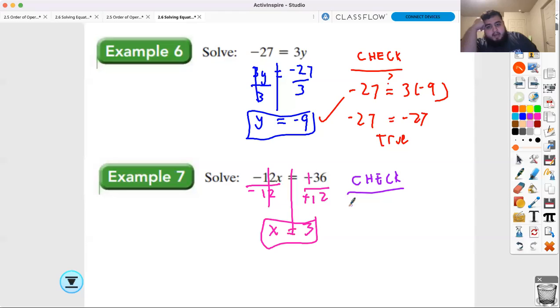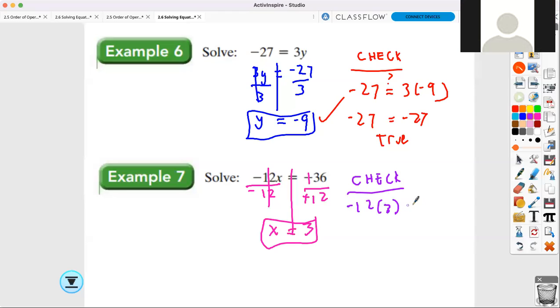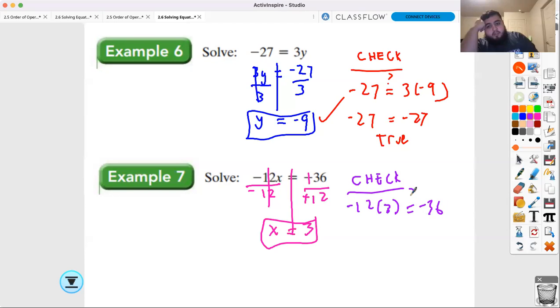So we get negative 12 times 3 equals negative 36, question mark. And then we get negative 36 equals negative 36. And that's a true statement. So we are correct, class. Any questions on example 6 or 7 so far?